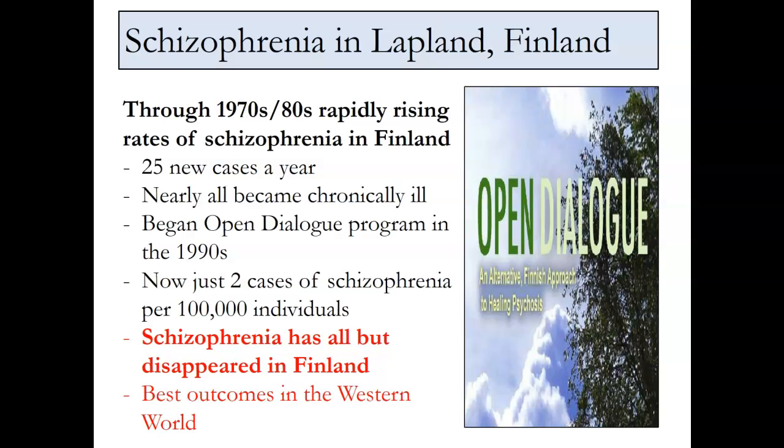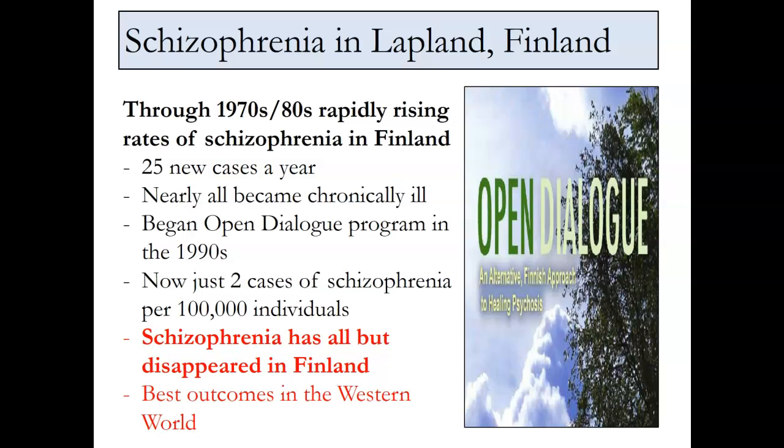So they were kind of desperate. Let's try something different. They kind of looked at it objectively and said, what we're doing is not working. These folks are just becoming more chronic, dependent on others. Their quality of life is just awful. Let's try something different. So they began something called an open dialogue program in the 1990s. We'll talk about what it consists of in a second, but the change was quite dramatic.